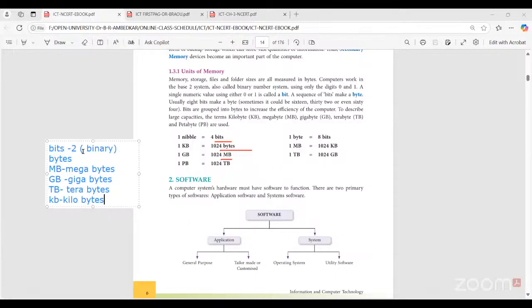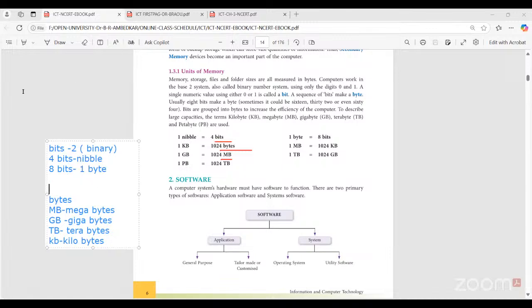If it is 2 bits, we call it binary. If it is 4 bits, it is called a nibble. You can see on the screen, it is a nibble, 4 bits. And if it is 8 bits, we call it 1 byte. Okay.